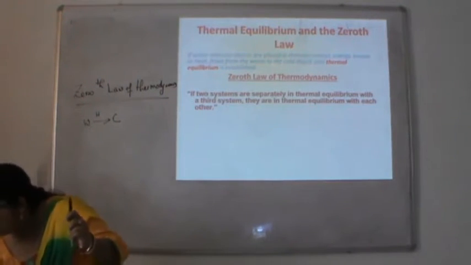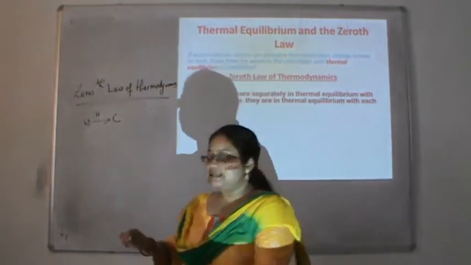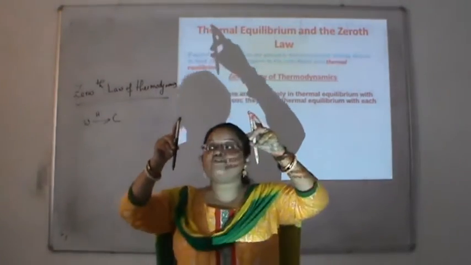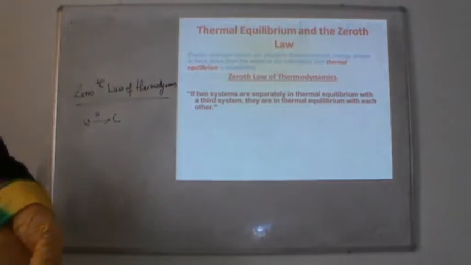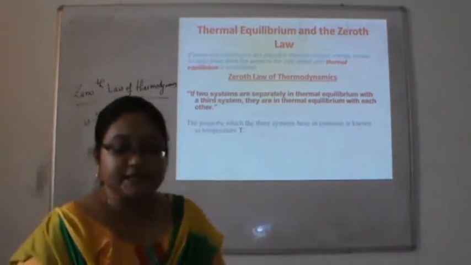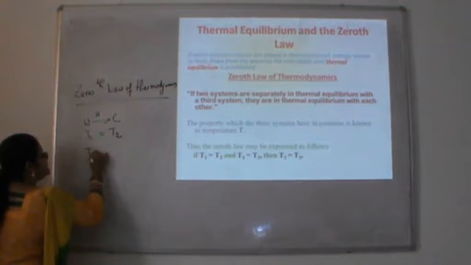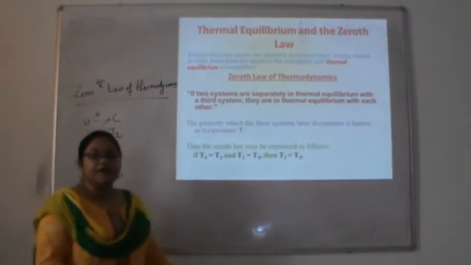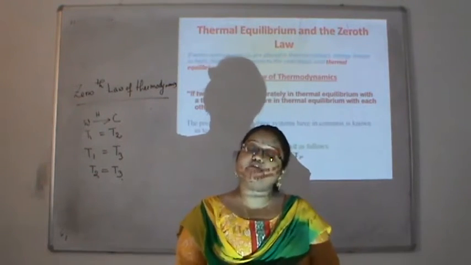If system A is in thermal equilibrium with system B, and system B is in thermal equilibrium with system C, then system A and system C both are in thermal equilibrium. That is the statement of the zeroth law of thermodynamics. So if the coupling property is temperature T, and T1 is equal to T2, and T1 is equal to T3, then T2 is equal to T3. If two systems are separately in thermal equilibrium with a third system, then they are in thermal equilibrium with each other.